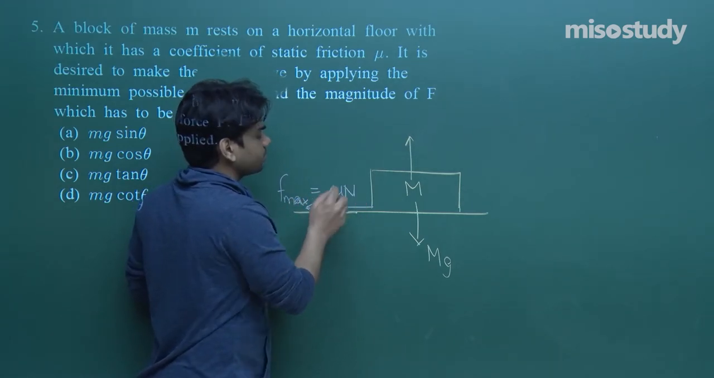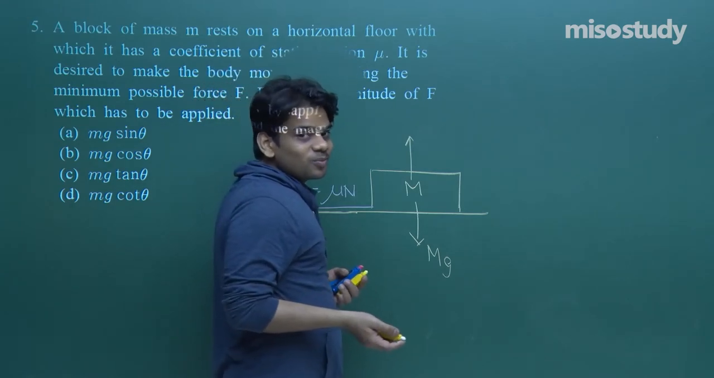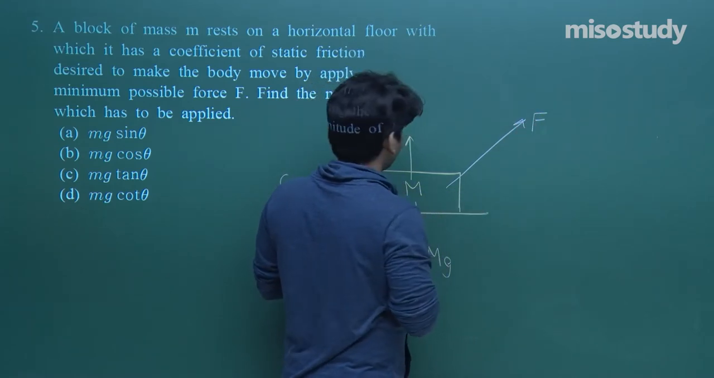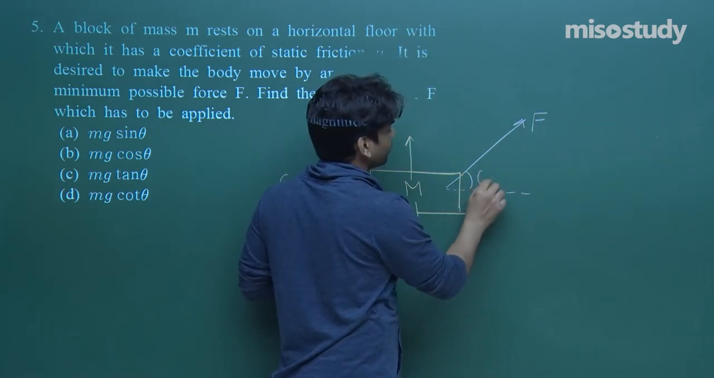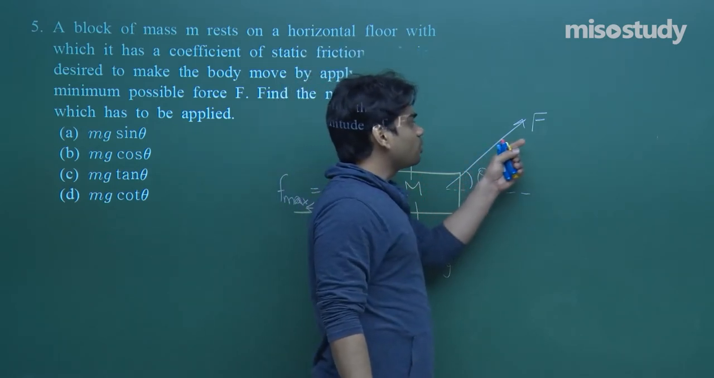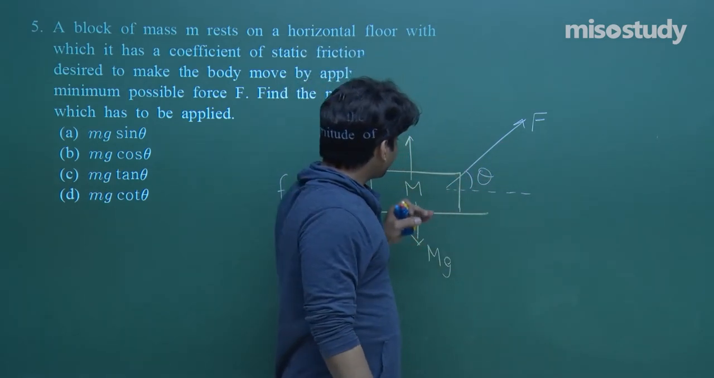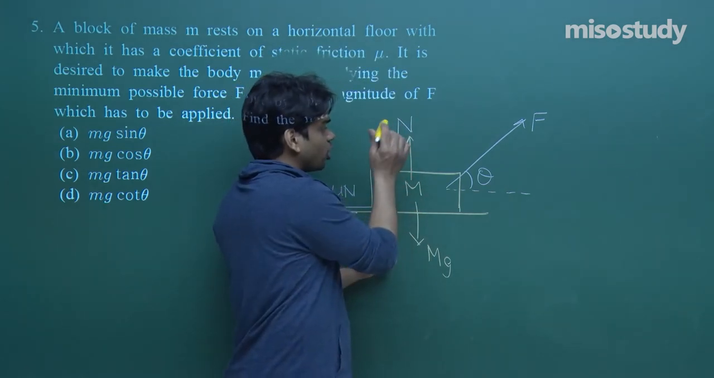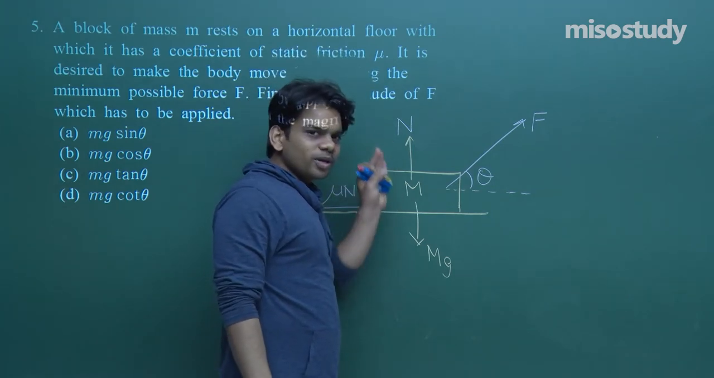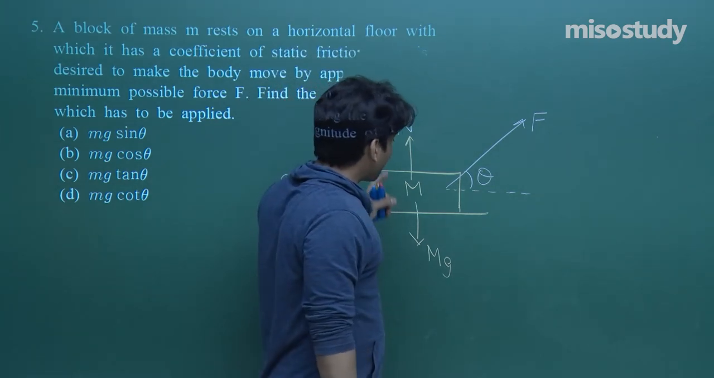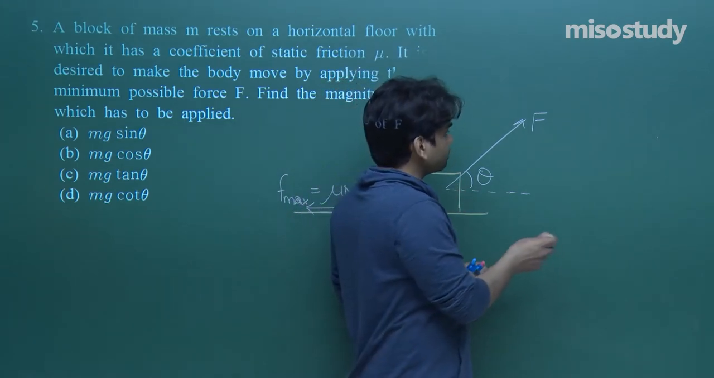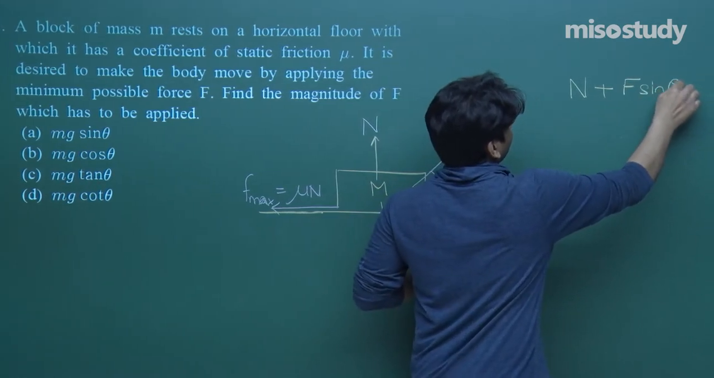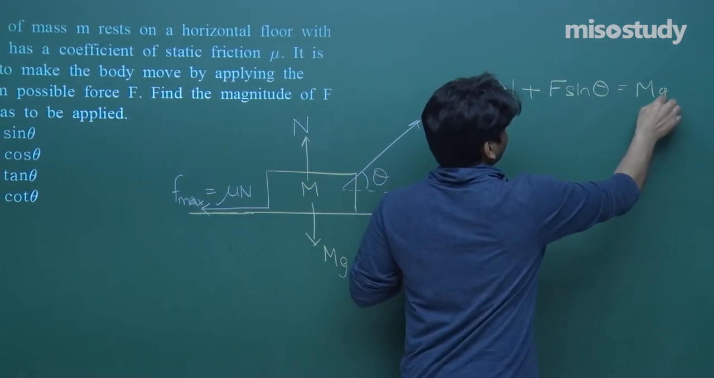Now, how will the block be pulled? If the force is applied along this direction, this is the theta that they are referring to in the question. What is the minimum value of this force that we need to apply? Check here, this is the normal reaction. I'm not making normal reaction equal to mg, that we did incorrectly. First of all, write normal reaction. For vertical equilibrium, the body is not moving vertically, so N plus F sine theta should be equal to mg. So write here, N plus F sine theta is equal to mg.